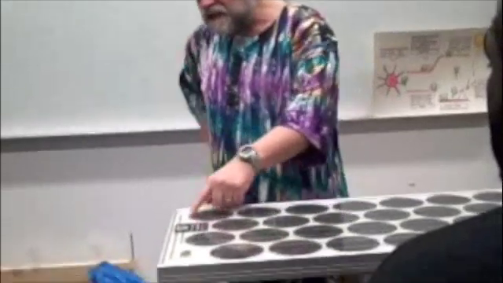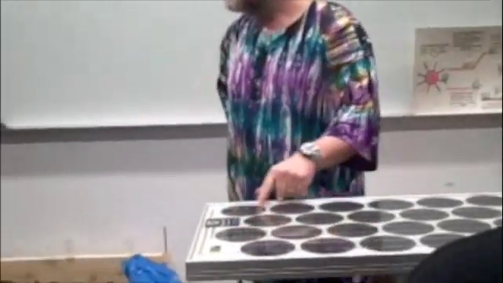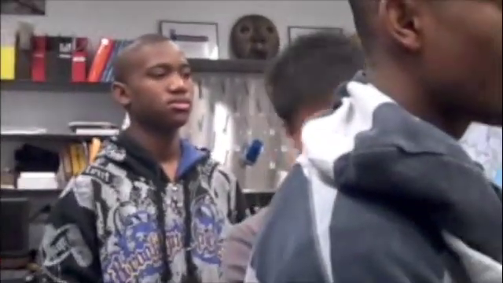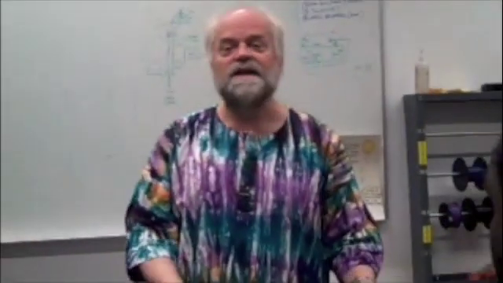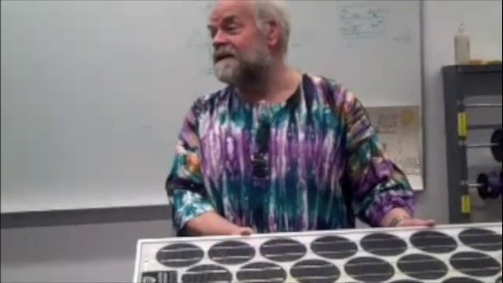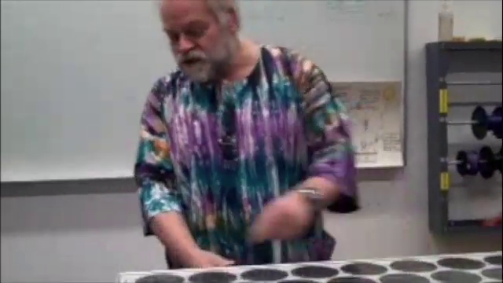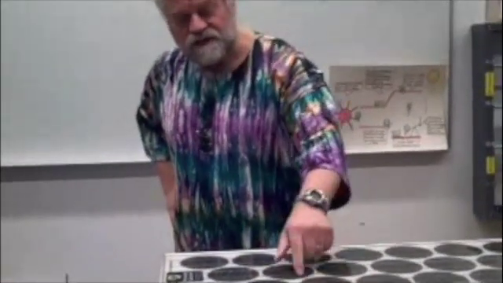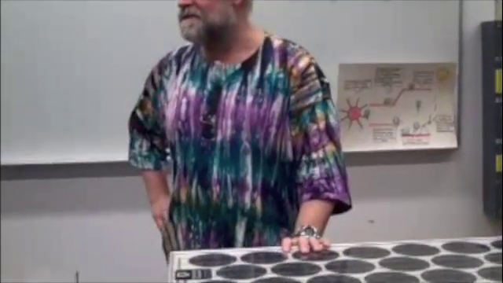So do you know what each one of these circles is? Solar cell. Do you know what a solar cell is? It transforms light into electricity. And a solar cell is just another type of diode. So each one of these circles is just a very large area diode.